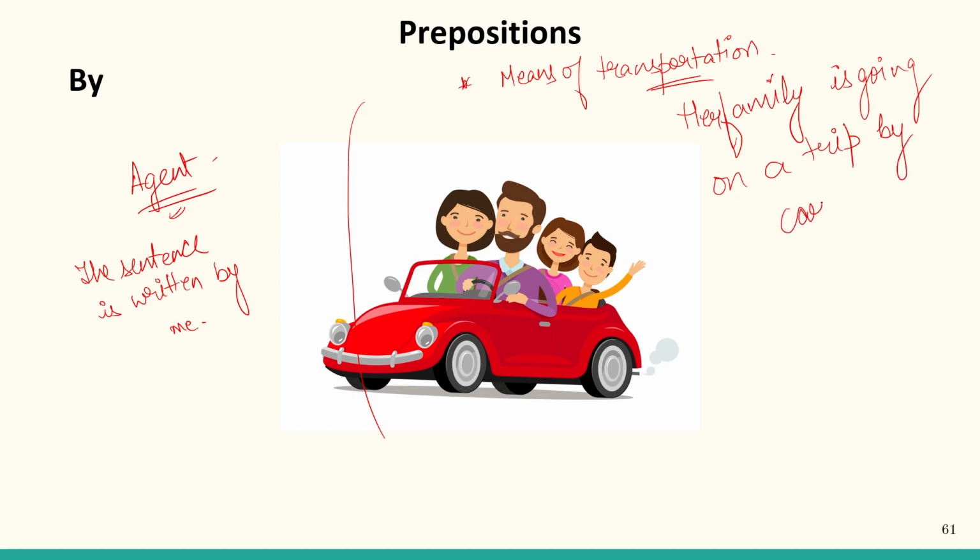Now we should use by car, not by the car or by a car. That will be incorrect if I write like this, by a car. We should write by car, by bus, by train, and so on. But for foot, on foot. So, whenever we use preposition by with any means of transportation, we should not use any article in between. It should be by car, by bus, by train, etc.